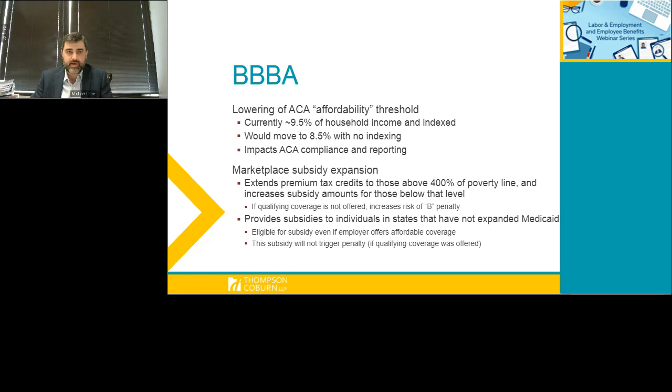It also provides subsidies to individuals in states that have not expanded Medicaid. So this would make that group eligible for the subsidy even if the employer offers affordable coverage. One key thing to note here, though, is that this subsidy will not trigger the B penalty if you offer qualifying coverage. They can still get a subsidy from the exchange, but it won't impact your potential penalties.